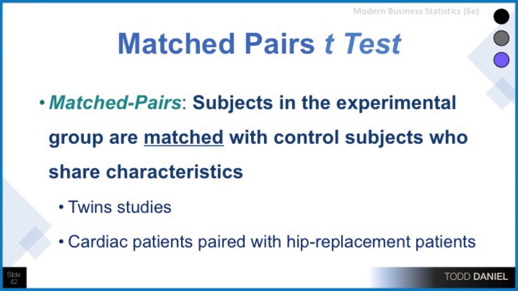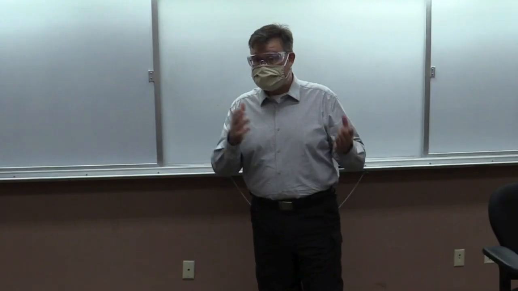Matched pairs. This is the same kind of test, but we might design our research using matched pairs. That is, we have our experimental group, and we're not going to measure them twice, but we are going to get someone else, a group of control subjects, who are very similar, and we're going to match them with each other to see what happens. The perfect example is the twin study. What we know about twins is they are genetically identical.